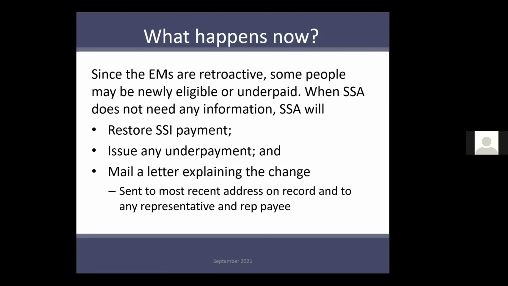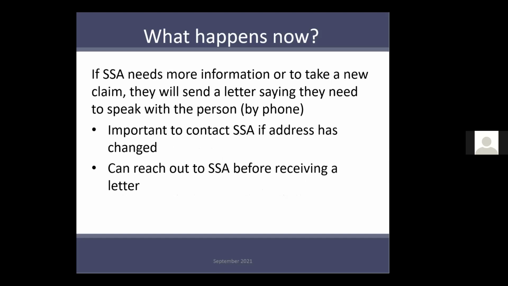And if you are working with clients who you think were denied benefits or underpaid benefits because of any of this pandemic-related disaster assistance, I encourage you to proactively reach out to Social Security. They say that if they need more information, they're going to either take a claim or issue an underpayment. They will send a letter to the person saying they need to speak with the person by phone. But it's been a significant period of time, so it's important for your client to contact Social Security if their address has changed. And they can also reach out to Social Security right away before receiving a letter if they think that this rule has impacted them at all.